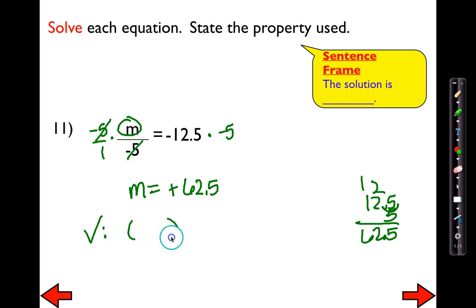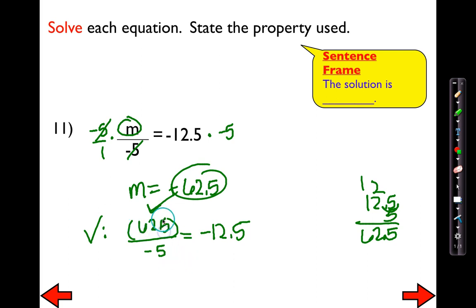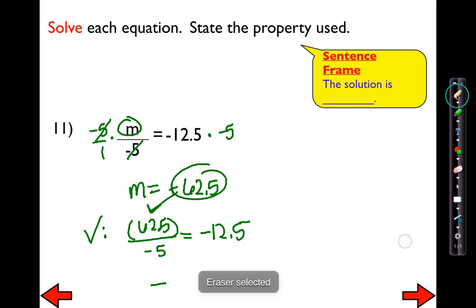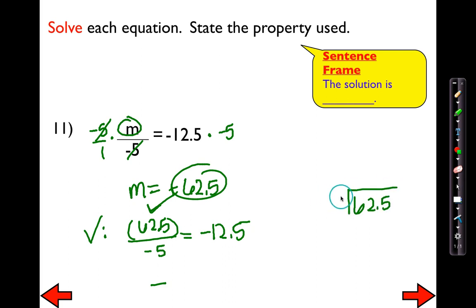We're going to put a value for m, divide that by a negative 5 to check and see if it equals negative 12.5. Let's go ahead and plug this in for m, which is 62.5. Let's see, a positive divided by negative is a negative. I'm going to go ahead and check to see if this works. We're going to do 62.5 divided by 5.